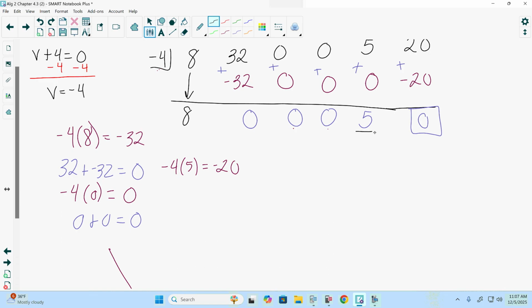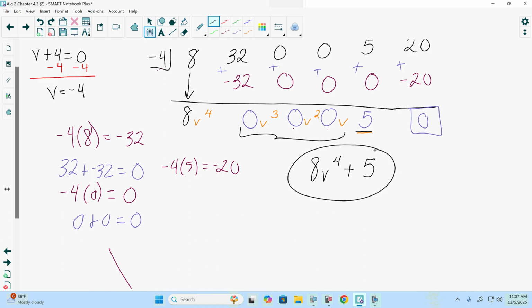Outside, our 5 would be our constant. The first 0 would be, well, we're not using x, we're using v. Then we'd have v squared, v cubed, and then v to the fourth, telling us that our answer is 8v to the fourth. These three zeros, 0v cubed, 0v squared, 0v, we're not going to use any of them because that'd just be 0. We then just have plus 5. So 8v to the fourth plus 5 is the answer.